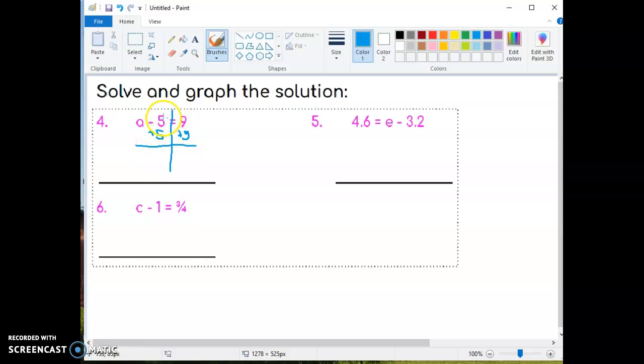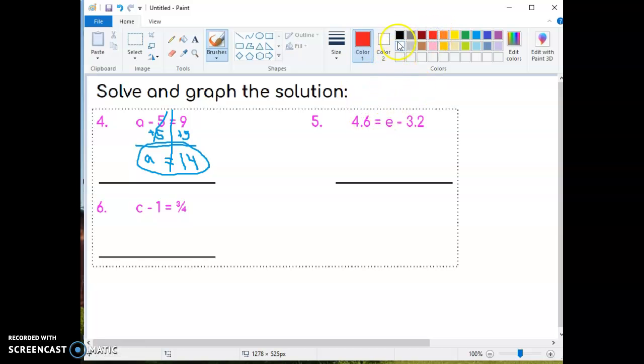Okay, negative 5 plus 5, they're going to cancel out, so I'm left with a. And I know 5 plus 9 is 14, so that's my answer. Okay, I would pause the video and do 5 and 6. If you need me, I'm going to do them right now.